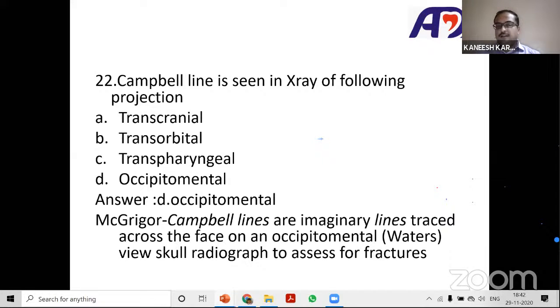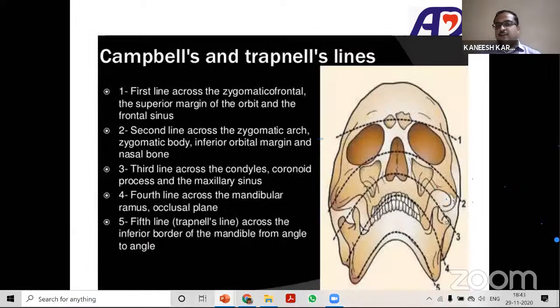The answer is occipitomental. Campbell lines are imaginary lines traced across the face on an occipitomental or Waters view to assess for fractures. See here, the first line across the zygomaticofrontal, second line across the zygomatic arch, third line across the condyles, fourth line across the mandible ramus, occlusal plane, fifth line is the Trapnell's line across the inferior border of the mandible from angle to angle. This is called Campbell and Trapnell lines.